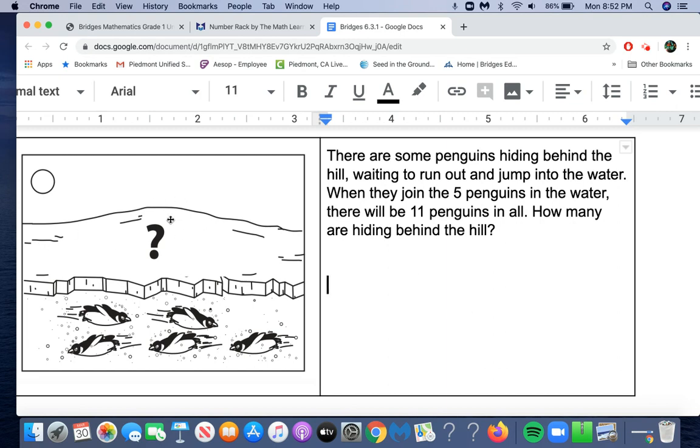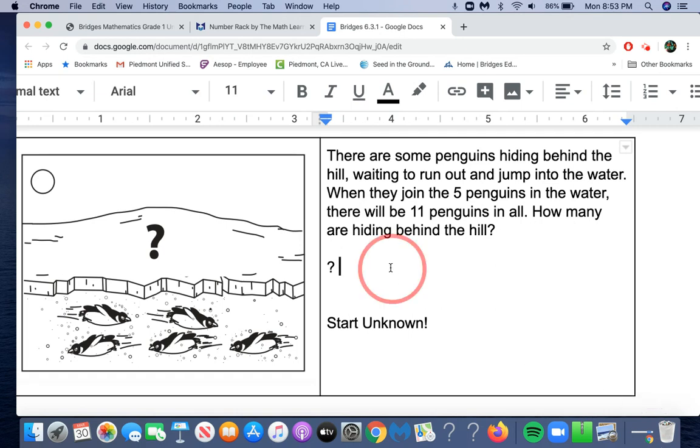So there are some penguins hiding behind the hill, waiting to run out and jump into the water. When they join the 5 penguins in the water, there'll be 11 penguins in all. Ooh, it says in all. There will be 11 penguins in all. Interesting. Okay. Did we know how many were behind the hill? Nope. So this is clearly start unknown.